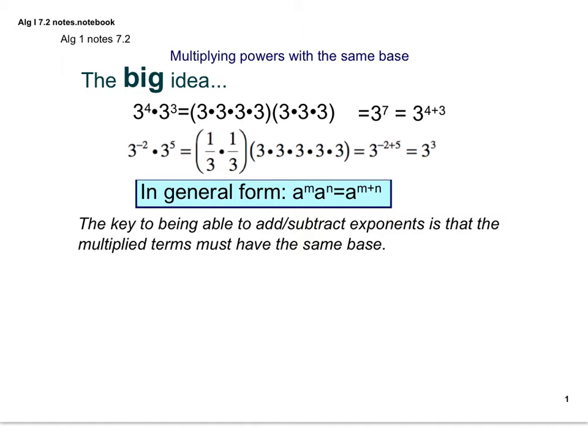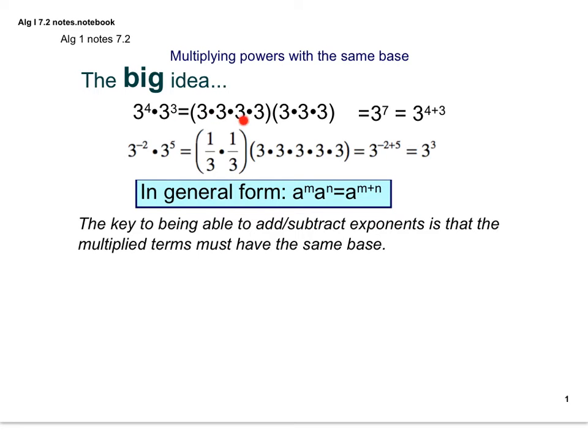All right, Algebra 1 students, welcome to your 7.2 notes on multiplying powers with the same base. The big idea here is that if you have the exact same base, you can take powers that you're multiplying together and basically just add them together.